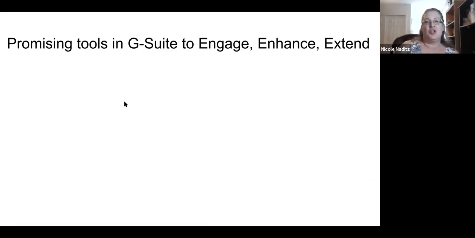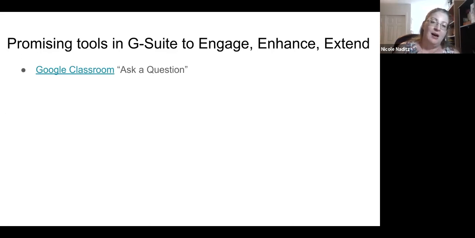So we're going to start with some tools that you may already be familiar with because they're part of what we use every day, and other tools that were designed to go directly with G Suite, or Google for Education. In Google Classroom, I will say, actually, I could add another feature here. One of the best features that can help with engagement that's built into Google Classroom is the Ask a Question feature. It's a type of assignment.